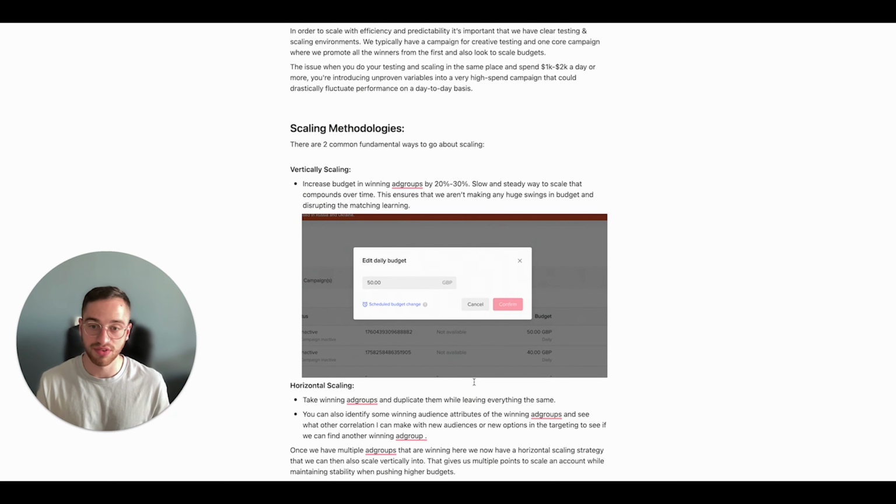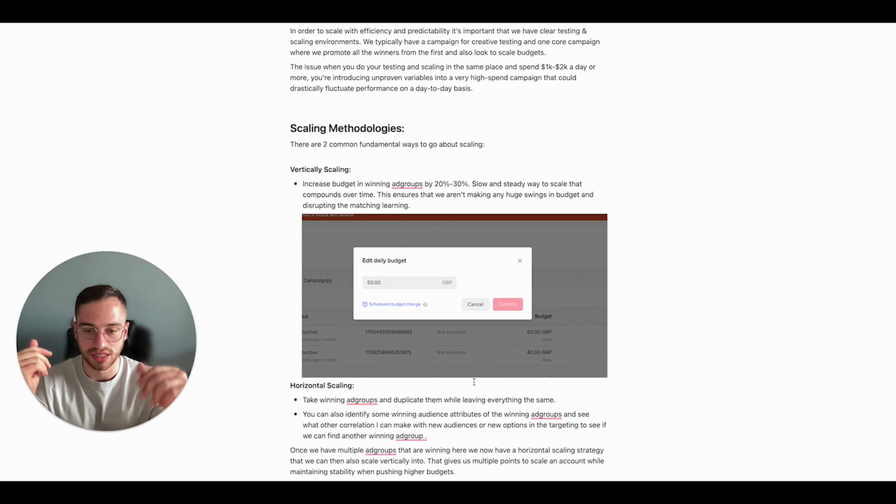Much more stability than vertical scaling in general. So I always urge horizontal scaling after a point, to be clear. So when I reach the budget and I have got out of the learning phase, I mostly go with horizontal scaling.